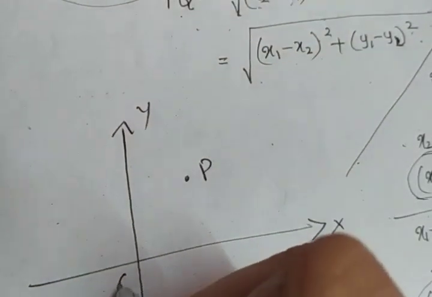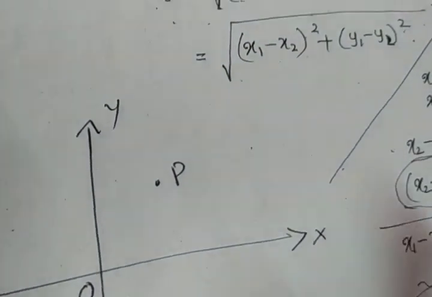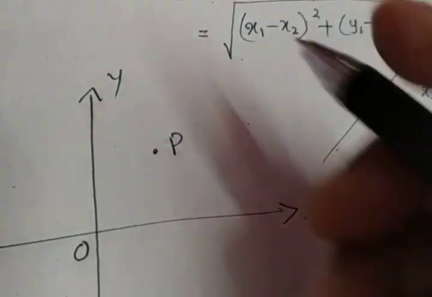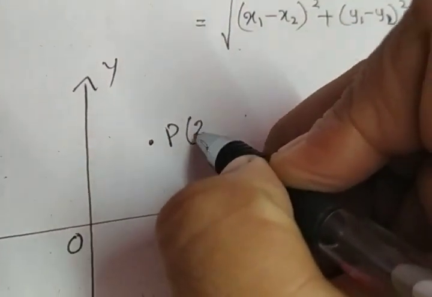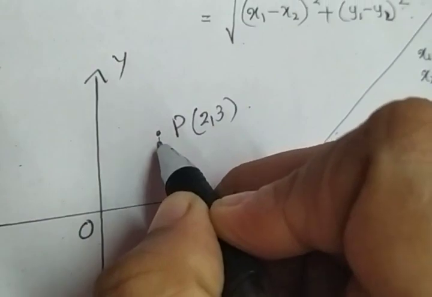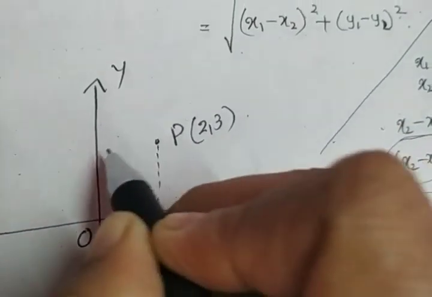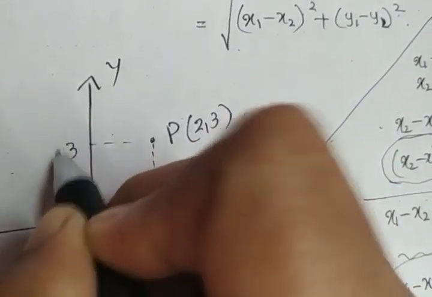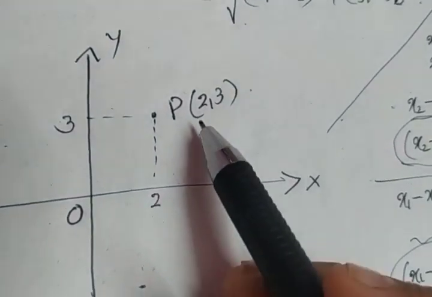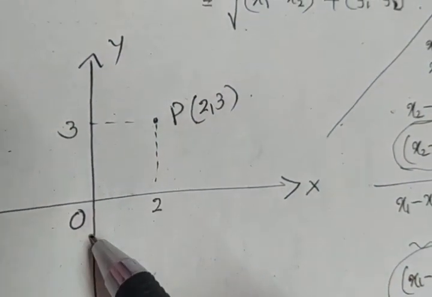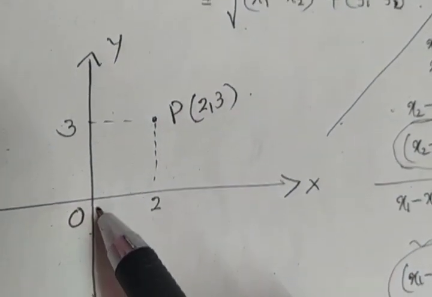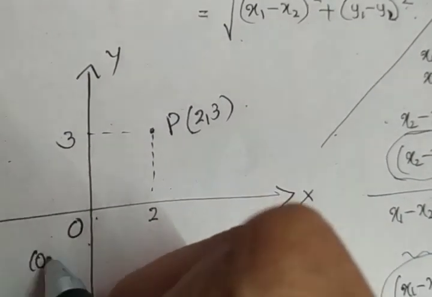This is the x coordinate, this is the y coordinate, this is the origin. And I want to find the distance of the point P, and P is given as, let it be 2, 3. 2 means its x coordinate is 2 and 3 means its y coordinate is 3. Okay, so we have to find the distance of the point P from the origin. Origin means we know the coordinate as 0, 0.